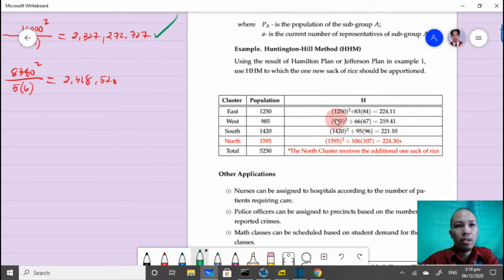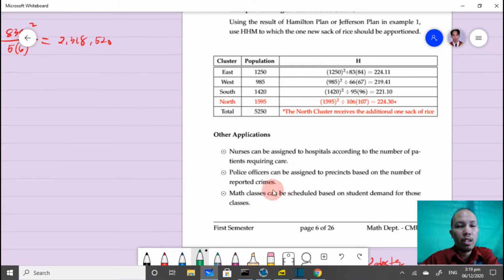Okay, so based on this computation, the highest is 224.30. So this one, the North will receive 1 new sack of rice. Okay, and I've discussed this earlier. The other applications, just read that one. This is equivalent to the discussion before when I say that the number of people to apportion is replaced by this situation.